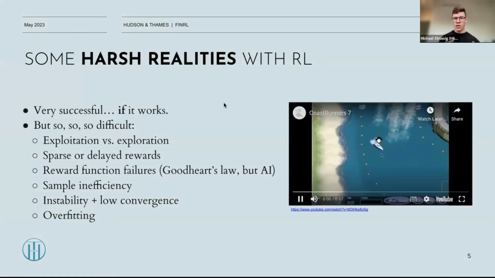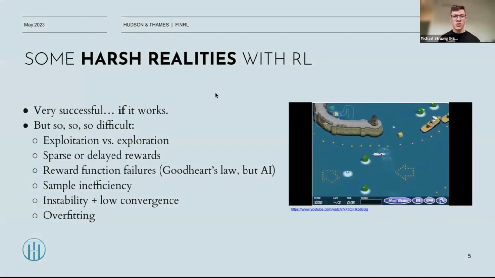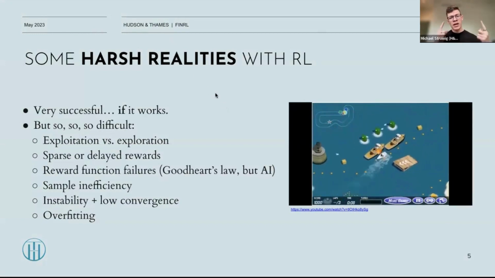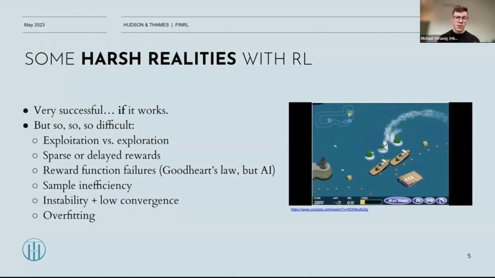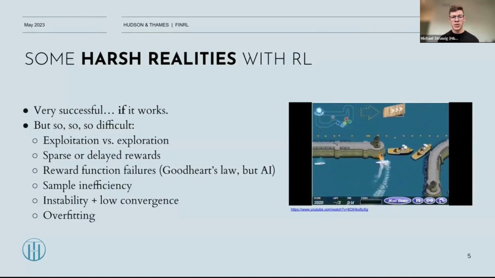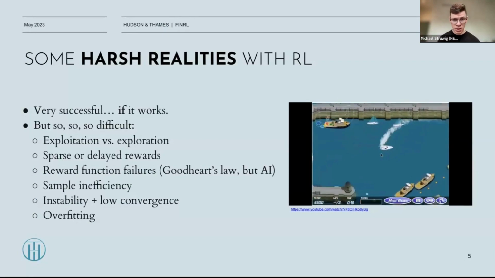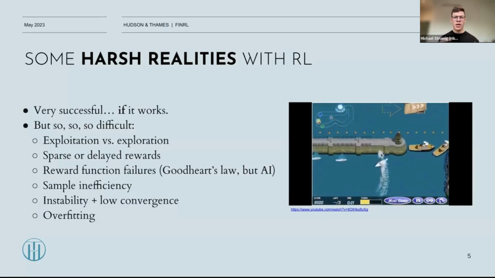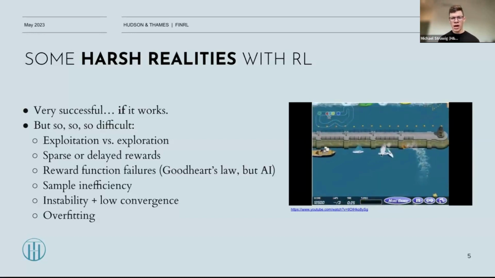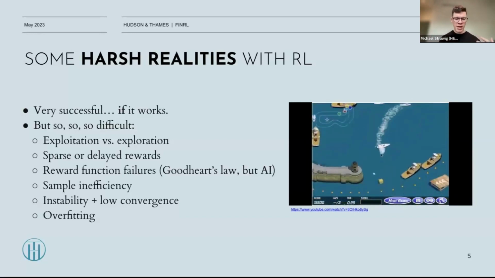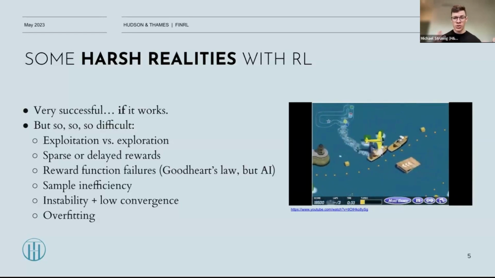There we go. There are some harsh realities with reinforcement learning. And reinforcement learning tends to be very successful, actually, if you can get it to work. So there are a lot of pitfalls that make these models, out of all the different types of models to train, training agents particularly difficult. So you have the exploitation versus exploration trade-off that's quite difficult. How often do I try a new strategy? That's the exploration. Or do I just stick with what currently works and just exploit that?